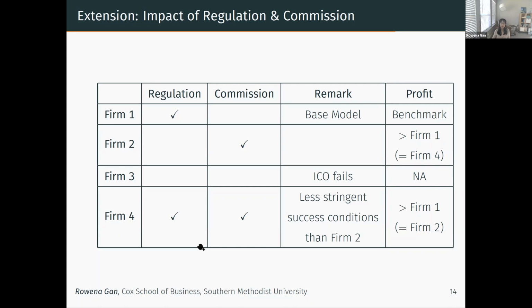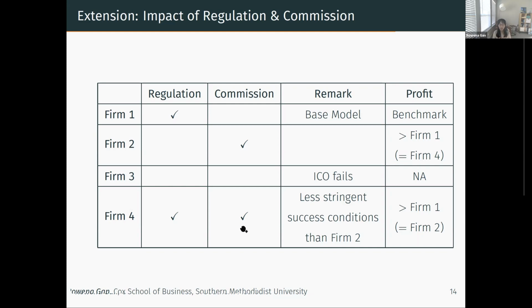So we consider four firms. Firm 1 is regulated, but it does not charge a commission. Firm 2 is not regulated, but it does charge a commission. Firm 3 is doing neither, and firm 4 is both regulated and charging a commission. So if we compare firm 1 and 4, we find that collecting commission increases the firm's profit, and that is very intuitive. And then by comparing firm 2 and 3, we find that the platform commission incentivizes the platform development even in the absence of regulation.